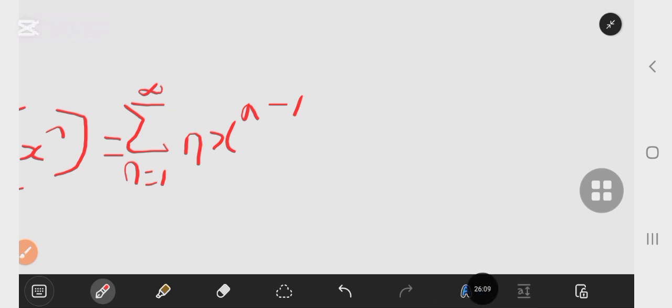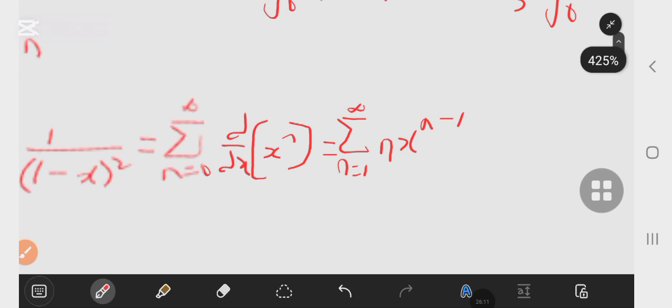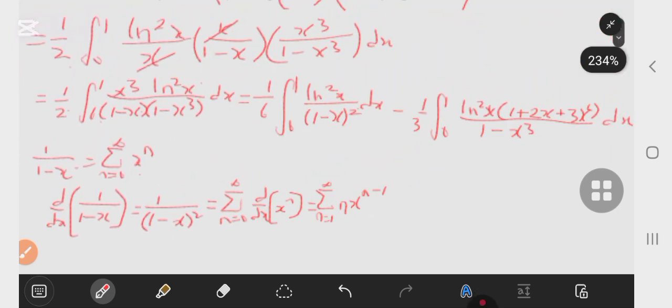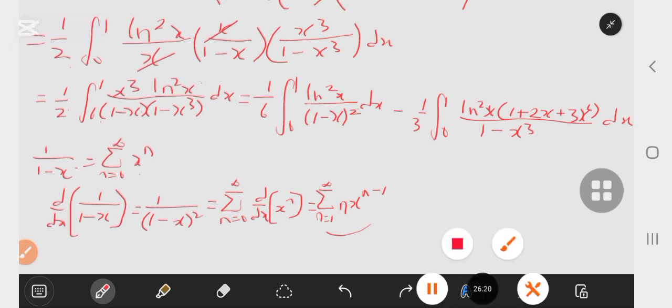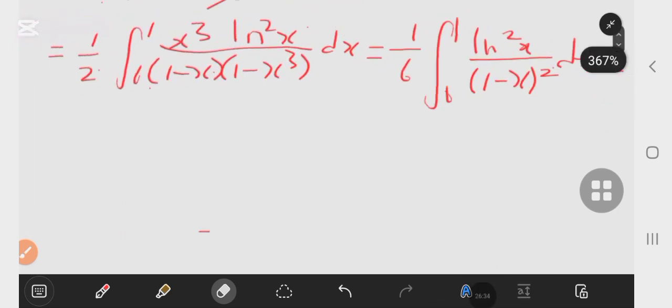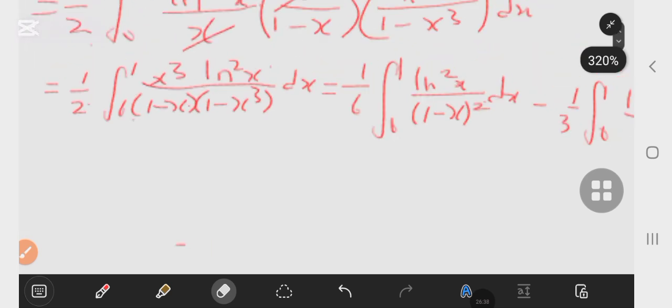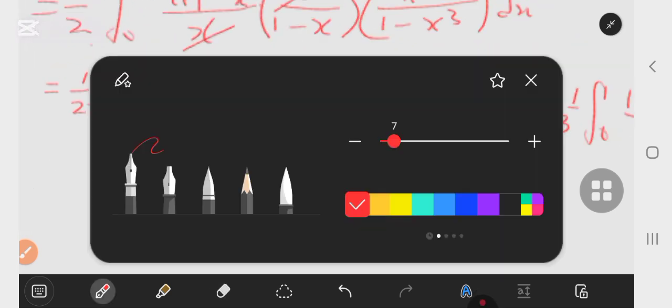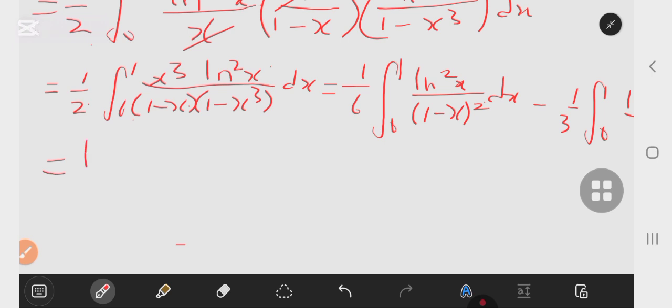Okay, so from here I'll just bring this into this place. But I'll start by erasing these parts. Alright, so this will now become 1/6 multiplying the sum till infinity of n starting from 1.